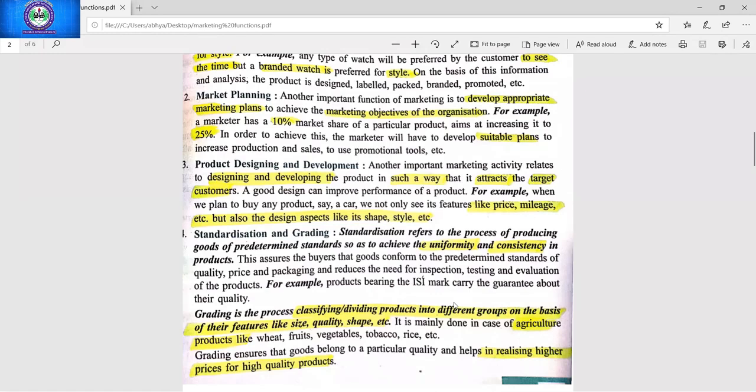So grading means classifying or dividing products into different groups on the basis of their features, size, quality, shape, etc. Like you went to the market to buy cashew nuts.